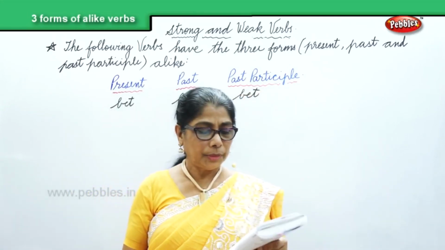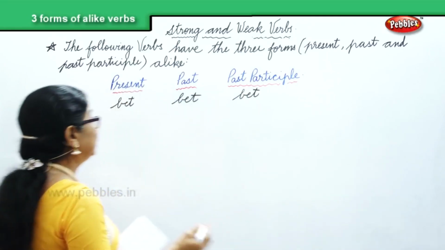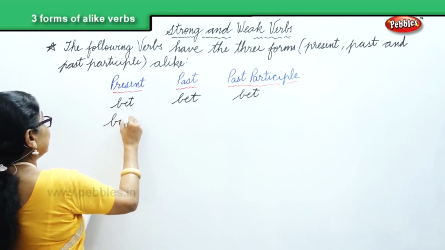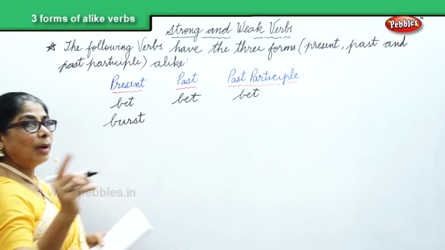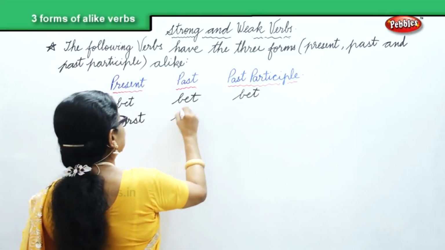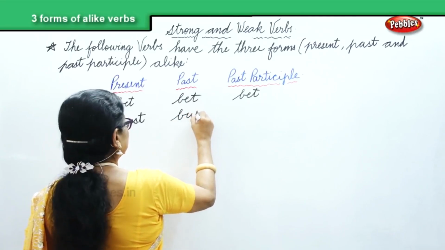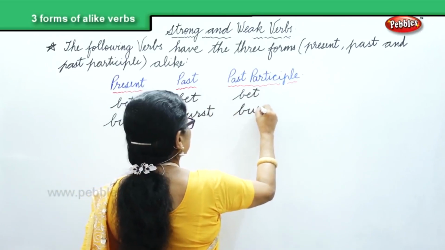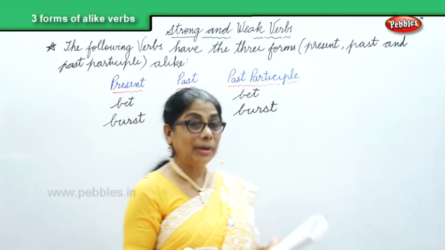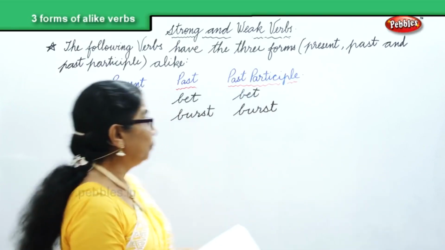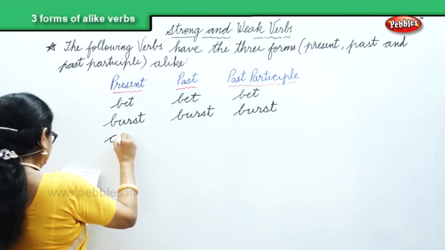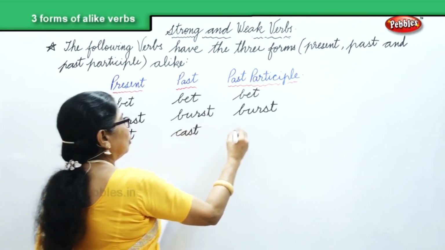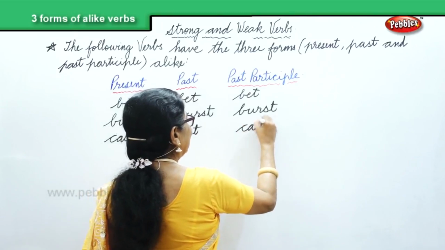You cannot change. When you say burst, you're bursting tens, thousands of balloons. Burst only. Whether you burst one balloon or several balloons, it's only burst. Burst and burst. Now, when we talk about cast, you're casting a net for fishing. Cast, in all three forms, it is cast only.